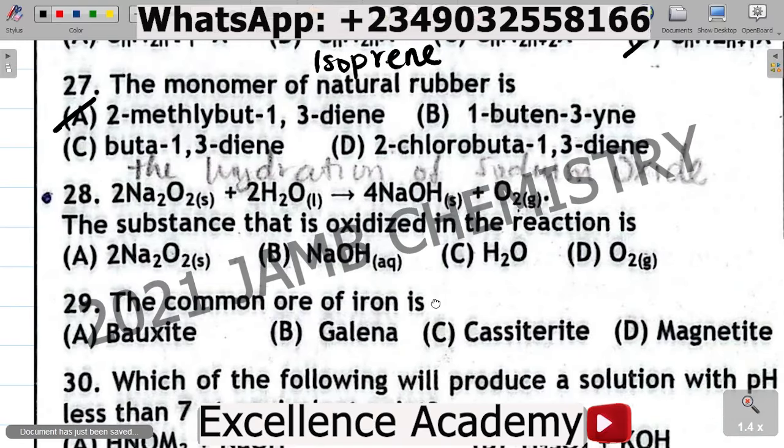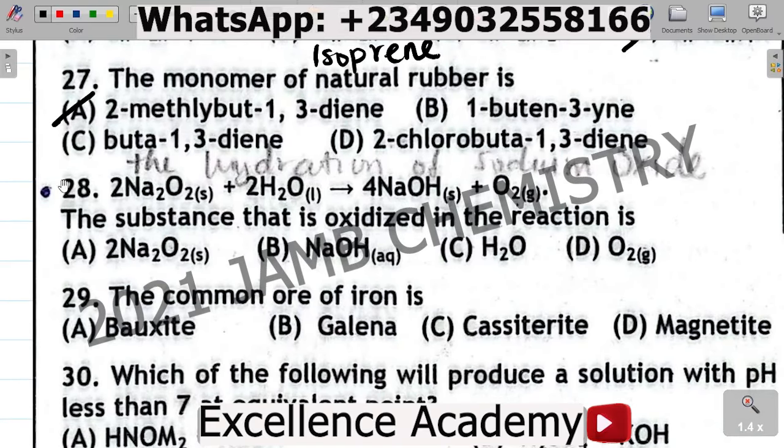Next up, question 28. Question 28 says 2 moles of sodium peroxide combines with 2 moles of water to give you 4 moles of sodium hydroxide plus 1 mole of oxygen gas. The substance that is oxidized in the reaction is, so you have your option A, 2 moles of sodium peroxide, B, sodium hydroxide, C, water, D, hydrogen gas. So which of these is being oxidized in this particular reaction?